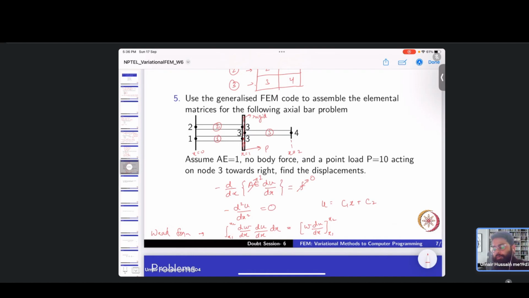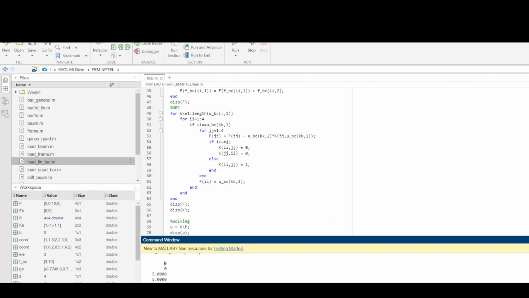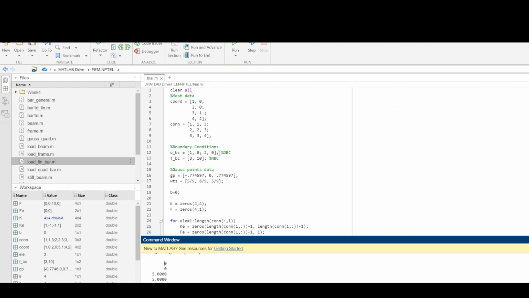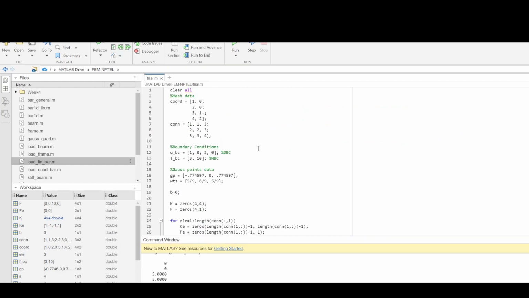If we fixed node 4 as well, we can add that part too. We'll have displacement only at node 3, and node 4 is 0. So we add that, and what will we get? You see, we only get displacement at node 3 and no displacement on any other node. So this seems to be a reasonable answer.